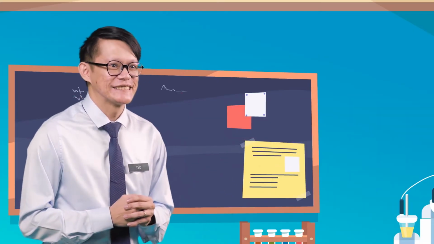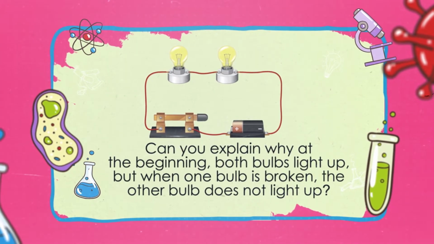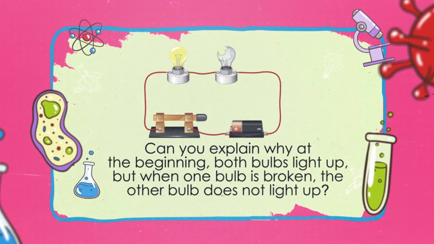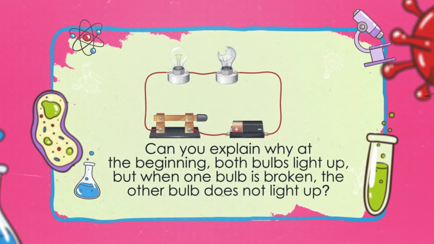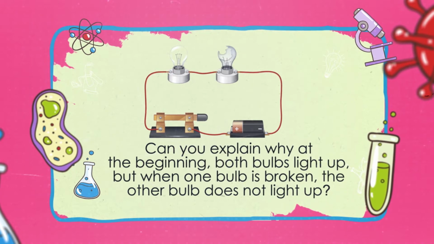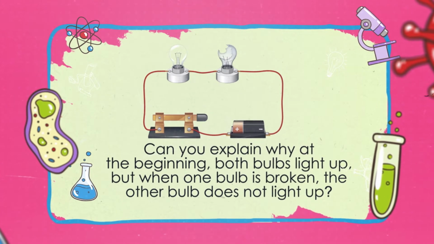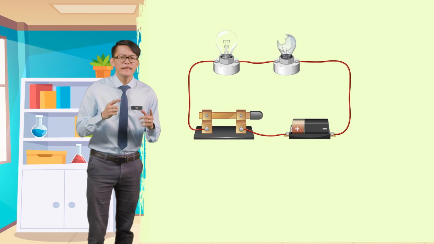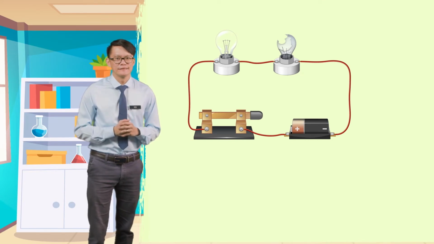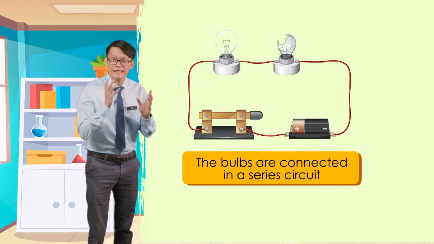Boys and girls, can you explain why at the beginning both bulbs light up? But when one bulb is broken, the other bulb does not light up. Yes, that is an excellent answer. It is because the bulbs are connected in a series circuit.